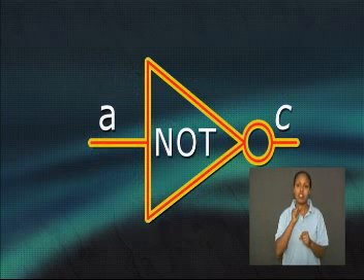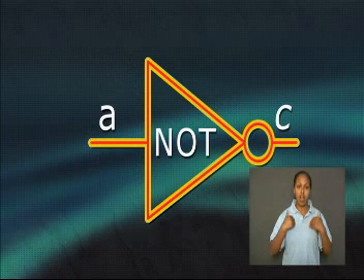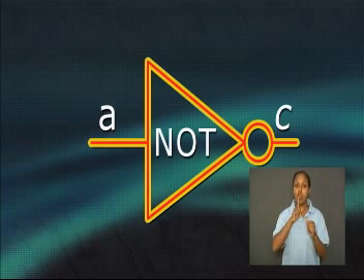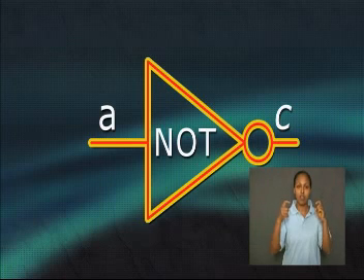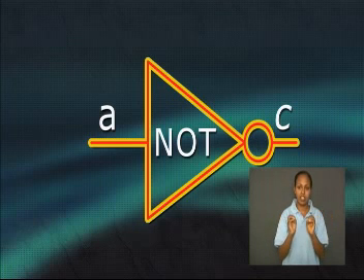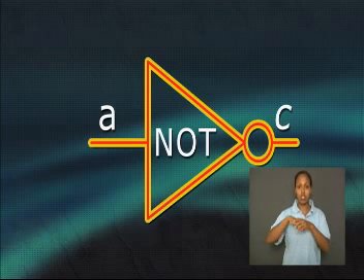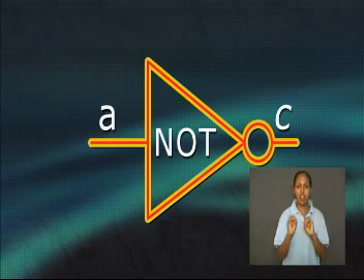A NOT gate has just one input to equal one logical output. However, with this gate, the output is always the opposite of the input. Thus, if nothing is put in, something will come out. And if something is put in, nothing will come out.